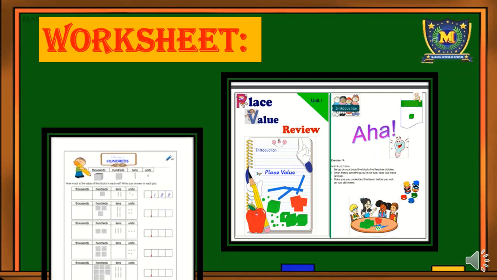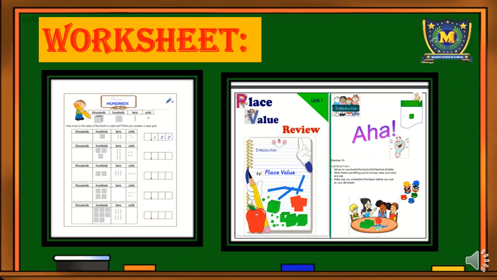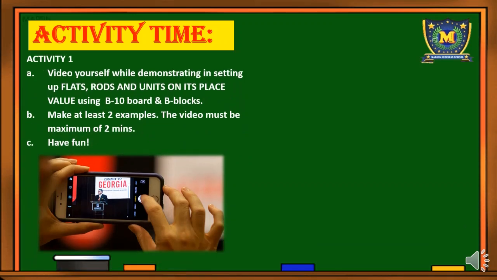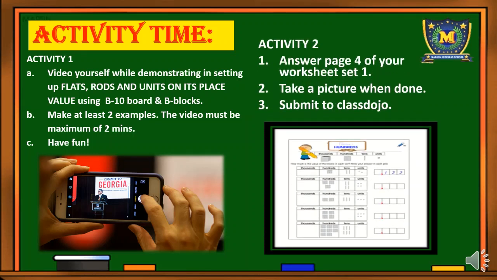Worksheet. Take note of this page of your workbook because you are going to answer this page after this lesson. Again, for your activity 1, you have to video yourself while demonstrating and setting up flats, rods, and units on its place value using beaten board and beaten blocks. Make at least 2 examples and the video must be a maximum of 2 minutes. And don't forget to have fun. For your activity 2, you have to answer page 4 of your worksheet set 1. Take a picture when done, then submit to Class Dojo. I know you can do it, so do your best, okay?